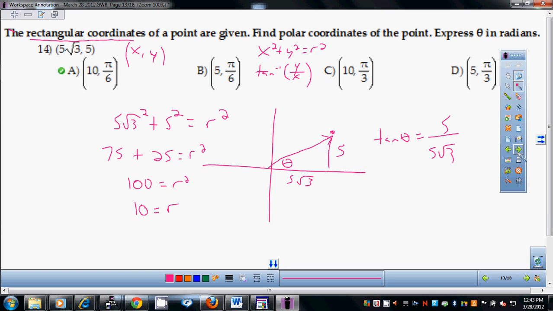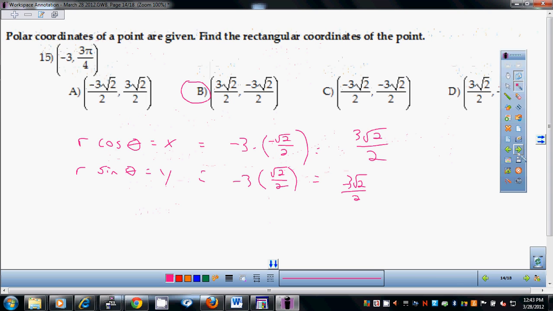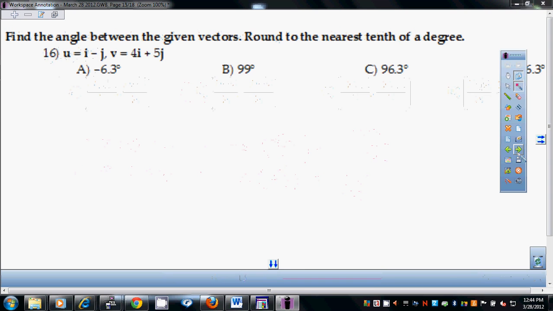Oh, God. Not doing that again. Okay. We already did 15. That's good. Saving time. 16. Find the angle between. This was straight from yesterday.